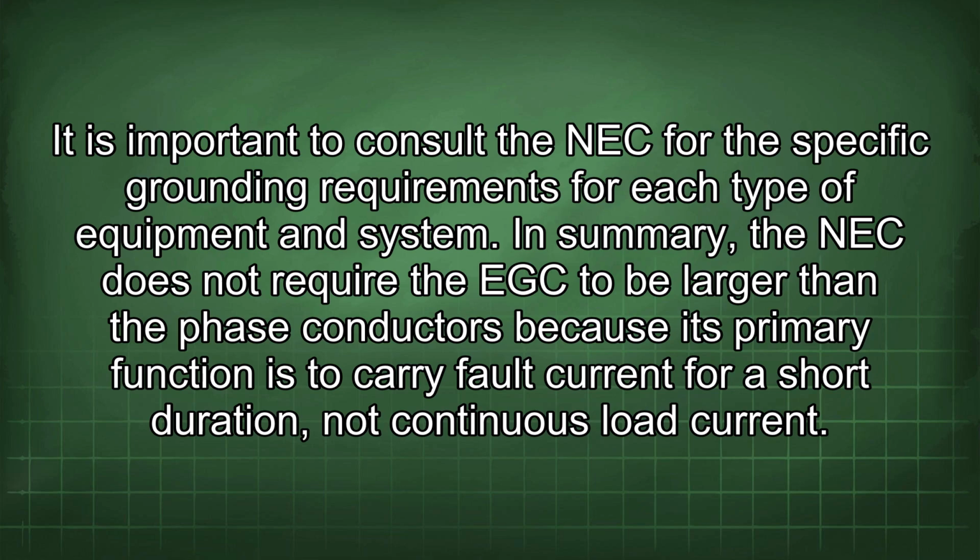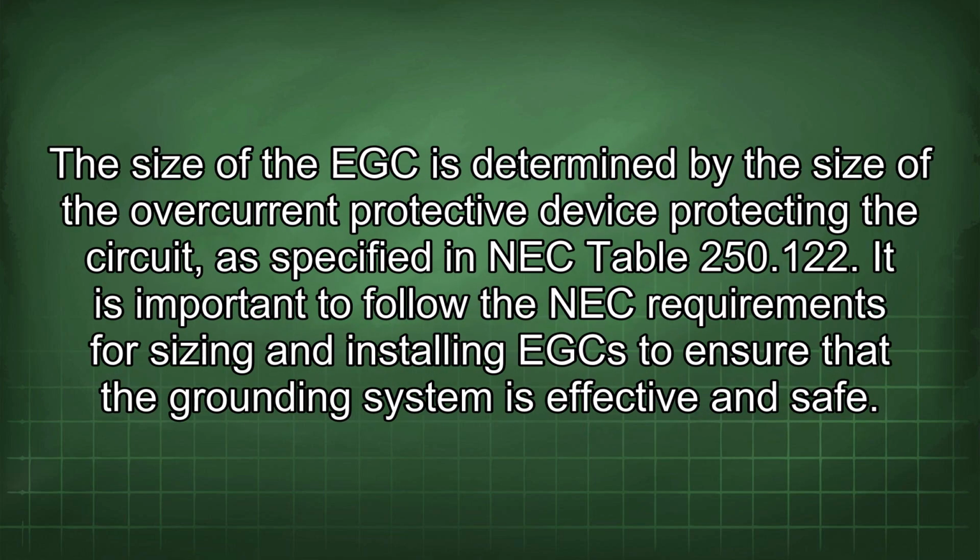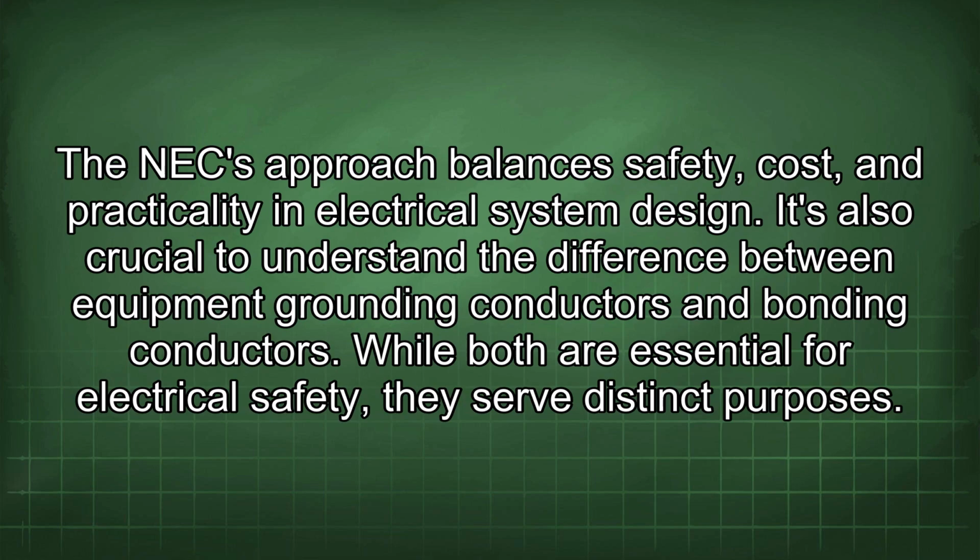In summary, the NEC does not require the EGC to be larger than the phase conductors because its primary function is to carry fault current for a short duration, not continuous load current. The size of the EGC is determined by the size of the overcurrent protective device protecting the circuit, as specified in NEC Table 250.122. It is important to follow the NEC requirements for sizing and installing EGC to ensure that the grounding system is effective and safe. The NEC approach balances safety, cost, and practicality in electrical system design.